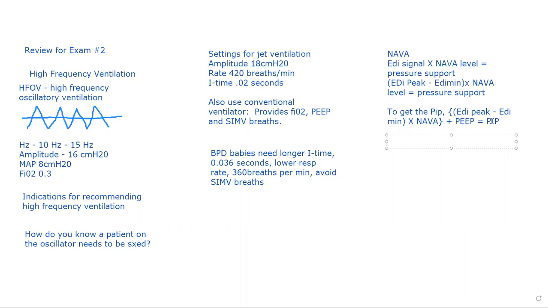All right, so you'll have to fill out the formula to figure out the amount of pressure support. If you have an EDI signal of 0, you have to know why you would have a signal of 0. And if a patient has an EDI signal of 20 microvolts, what could you do to bring the work of breathing down to a more normal level?